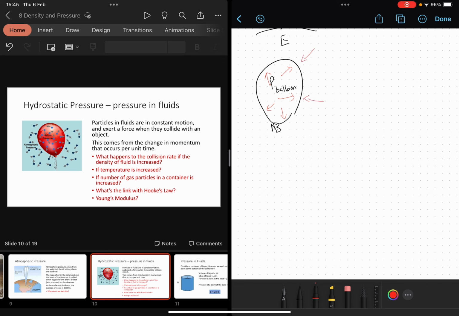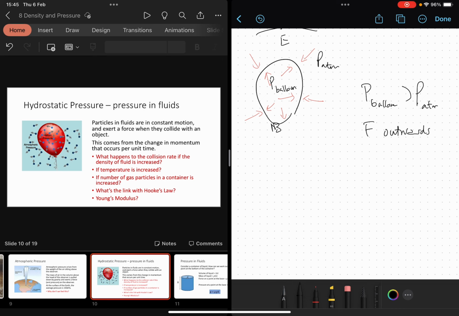There is atmospheric pressure, and that is acting normally to the surface of the balloon, but from the outside, pointing inwards. So we've got these two pressures. Now, the pressure of the balloon is greater than the pressure of the atmosphere. So therefore, what does that mean? It means that there is a resultant force and it is acting outwards.